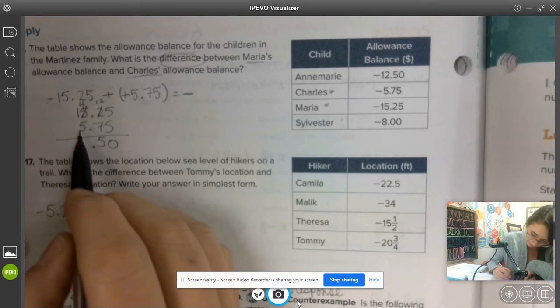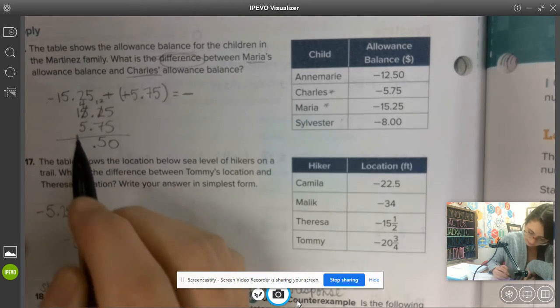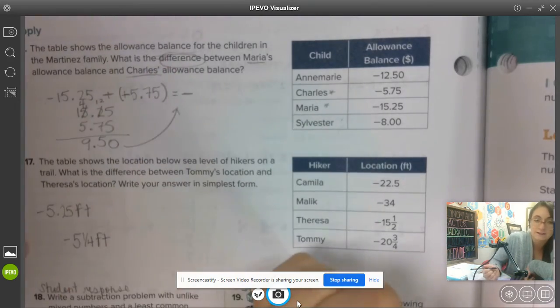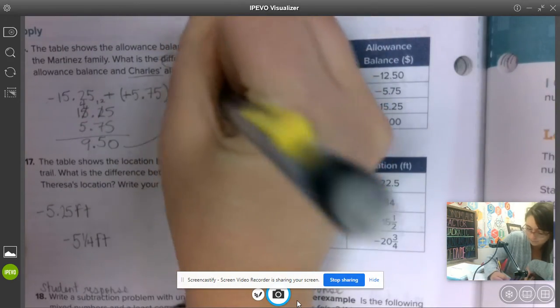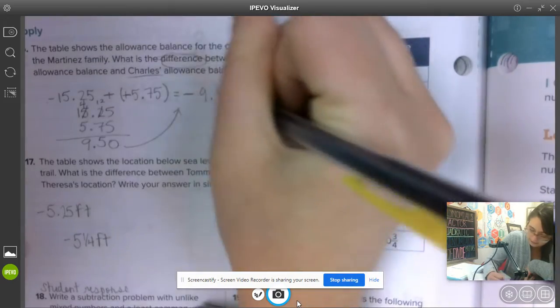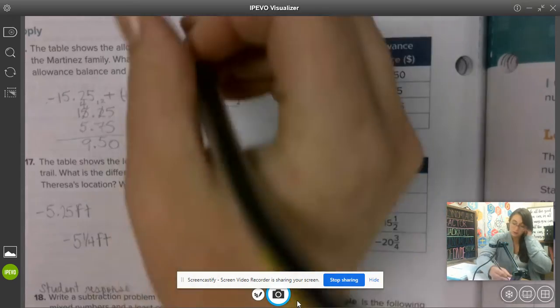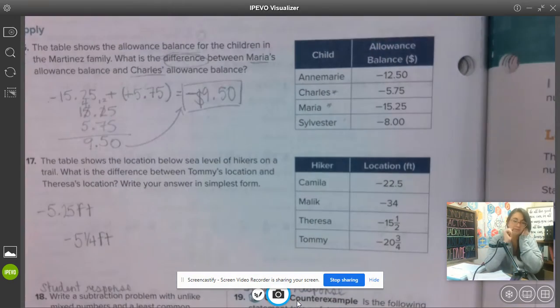And then I have 14 minus 5, which gives me 9. And then I already wrote my negative up here, so I'm not going to forget it. So negative 9.50, okay? And you would include a dollar sign. All right?